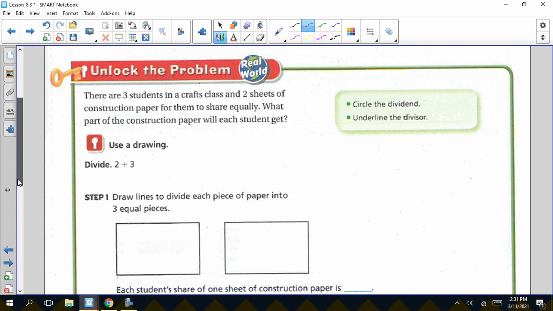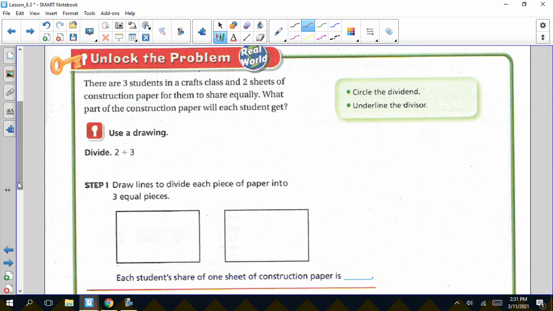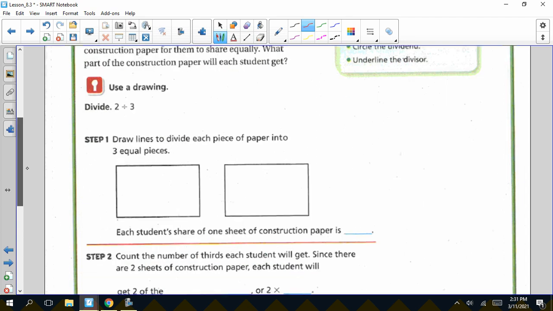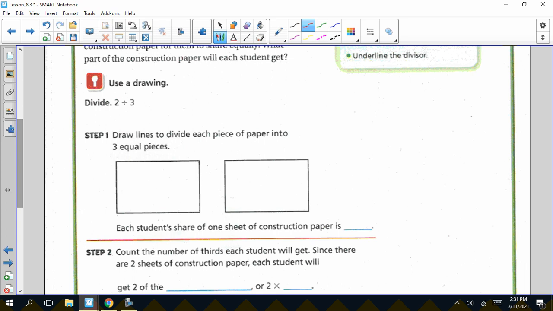If you look at the first example, there are 3 students in crafts class and 2 sheets of construction paper for them to share equally. What part of the construction paper will each student get? So we're thinking the 2 sheets of construction paper are going to be divided by 3 people. If we go down here just to model it first, here's our 2 sheets of construction paper, and we're going to split them into thirds because we're going to divide it among 3 people.